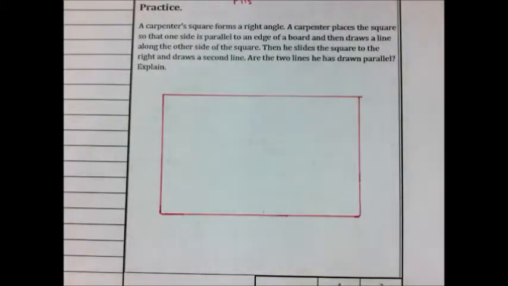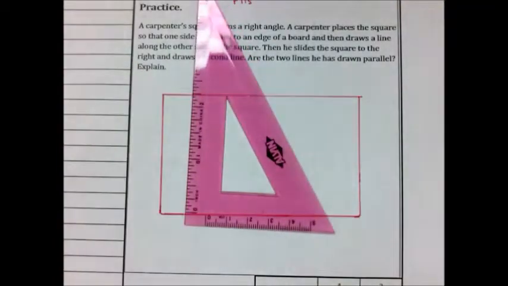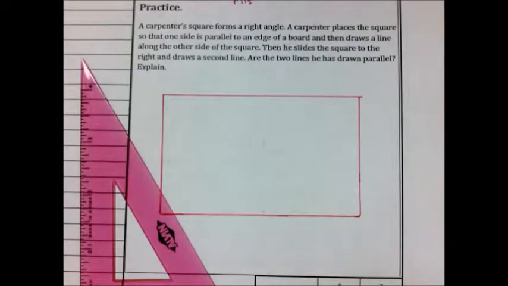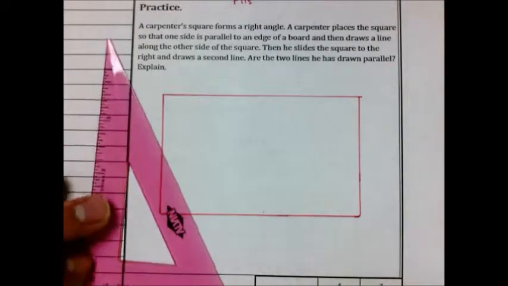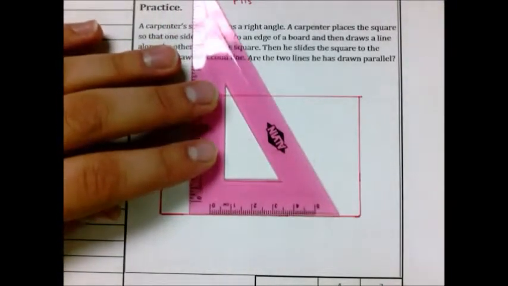All right, I'm going to get you started on this practice problem. It says a carpenter's square forms a right angle, and this is my best little attempt at having a carpenter's square. Remember, a carpenter's square is just one of those, it forms a right angle. A carpenter places the square so that one side is parallel to an edge of the board.